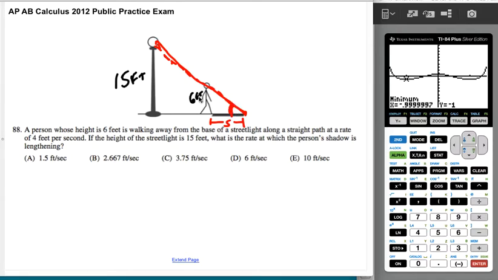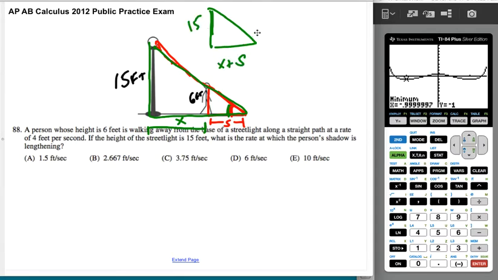What I know is that the red triangle that I have here between the person and the shadow and this little chunk here has to be similar to the very large green triangle that I will create here, because they both share this angle. And I'm going to call this little measurement x. So what I get is that there's this big green triangle with a 15 and an x plus s, and that's similar to a little red triangle with a 6 and an s, but they're similar, right?